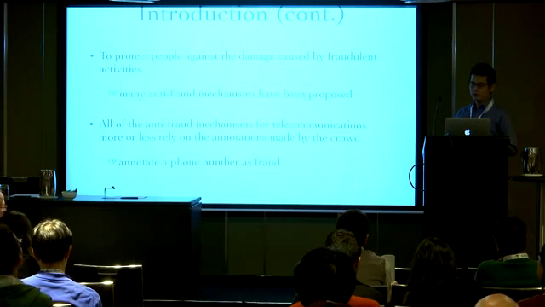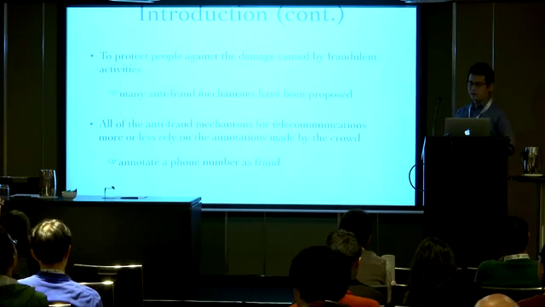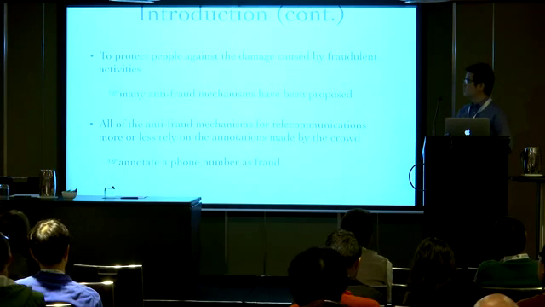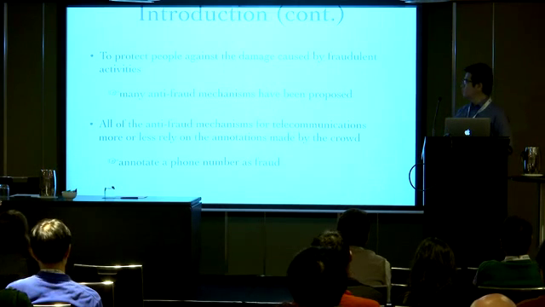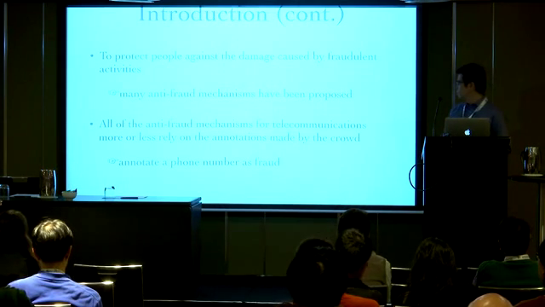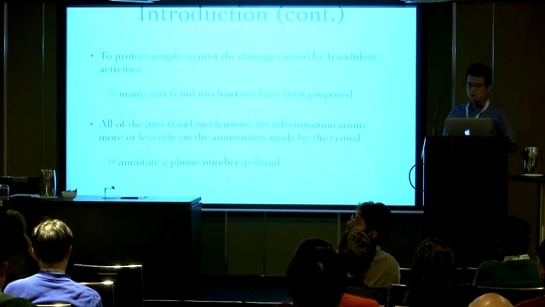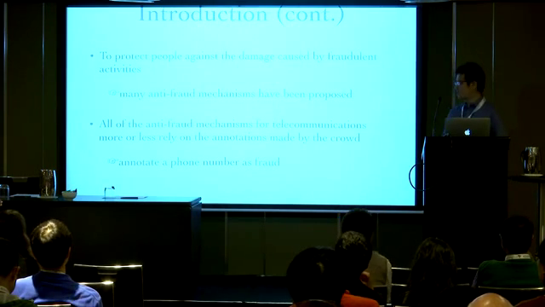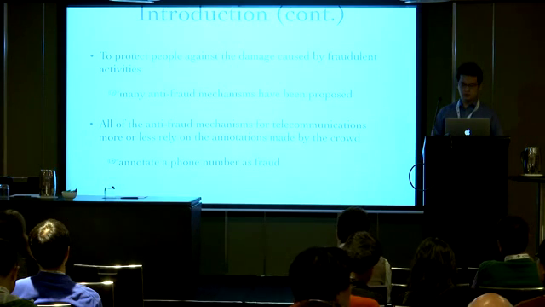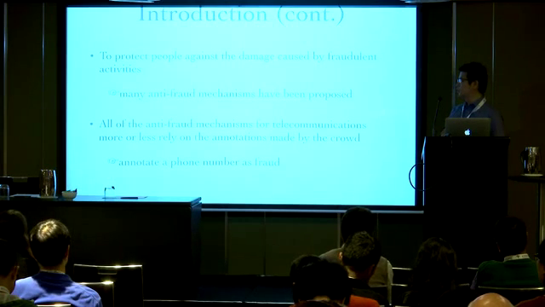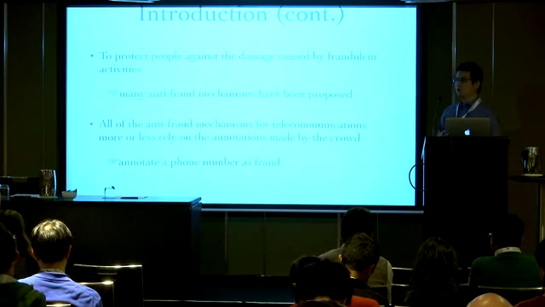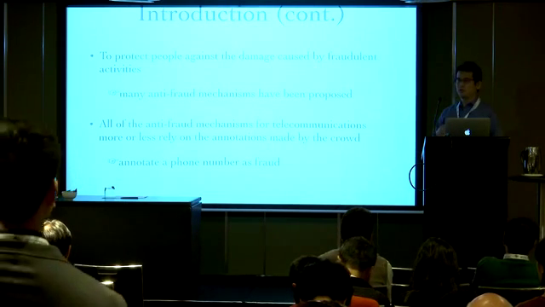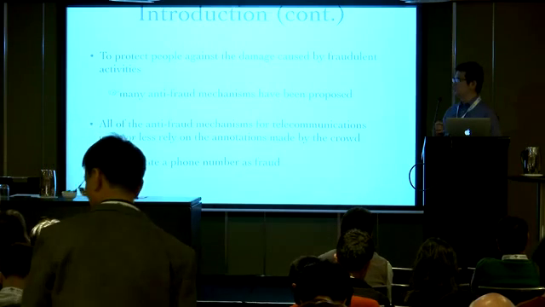And we can find that all anti-fraud mechanisms for telecommunication more or less rely on the cloud annotation made by users. So they just try to make the cloud annotate the phone call as fraud, then broadcast the message to each user.